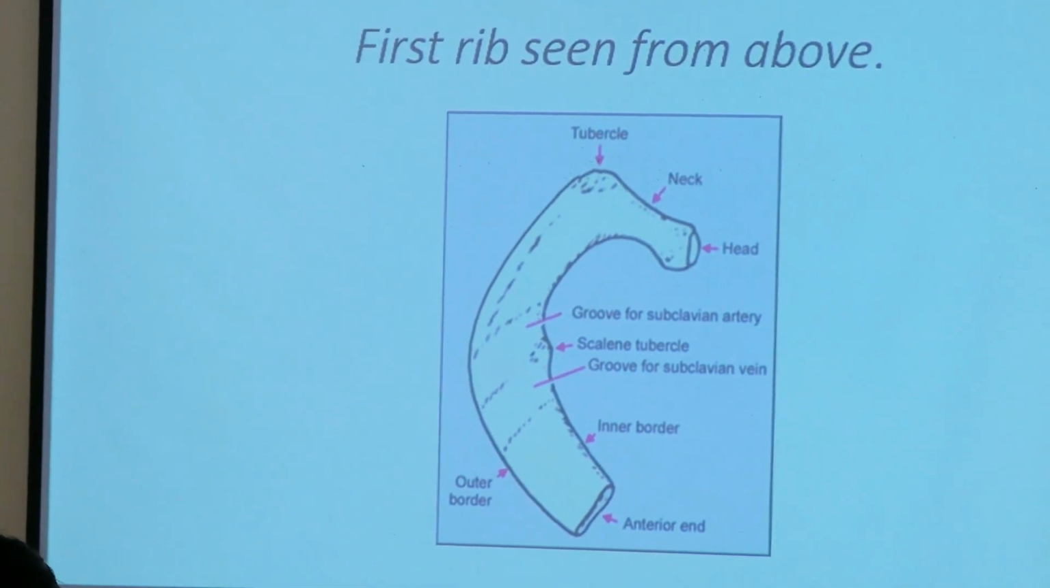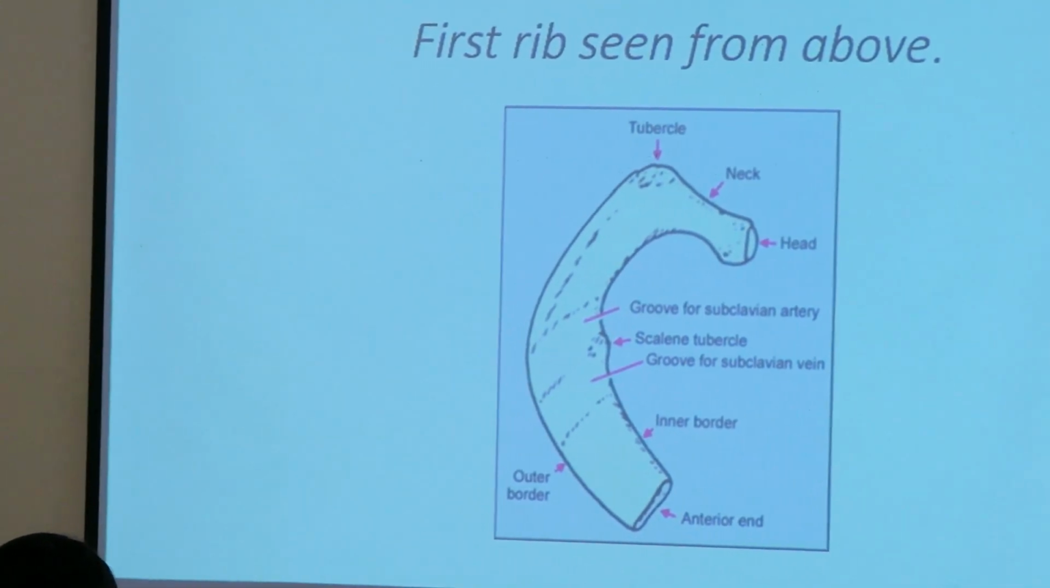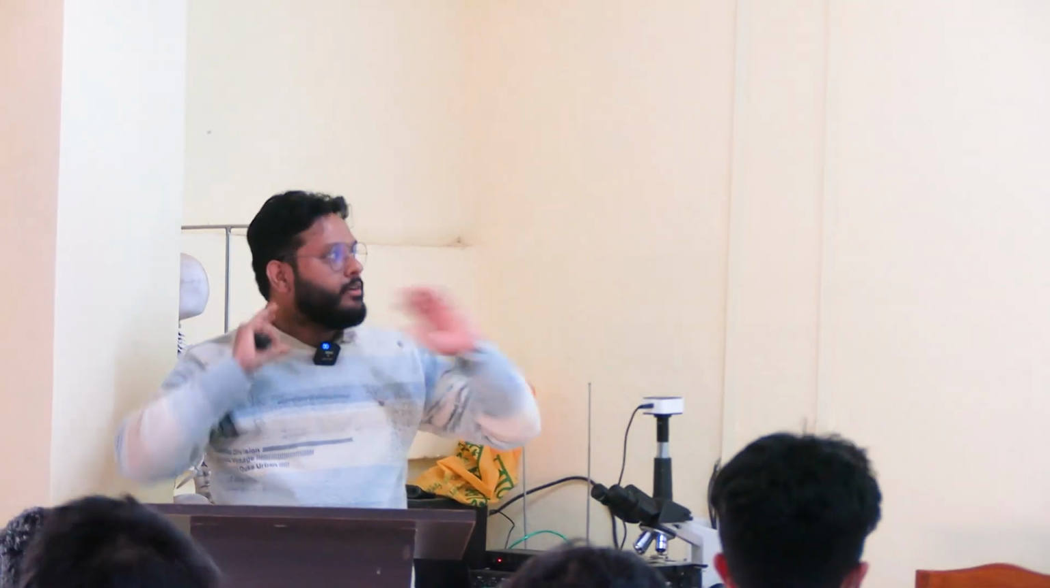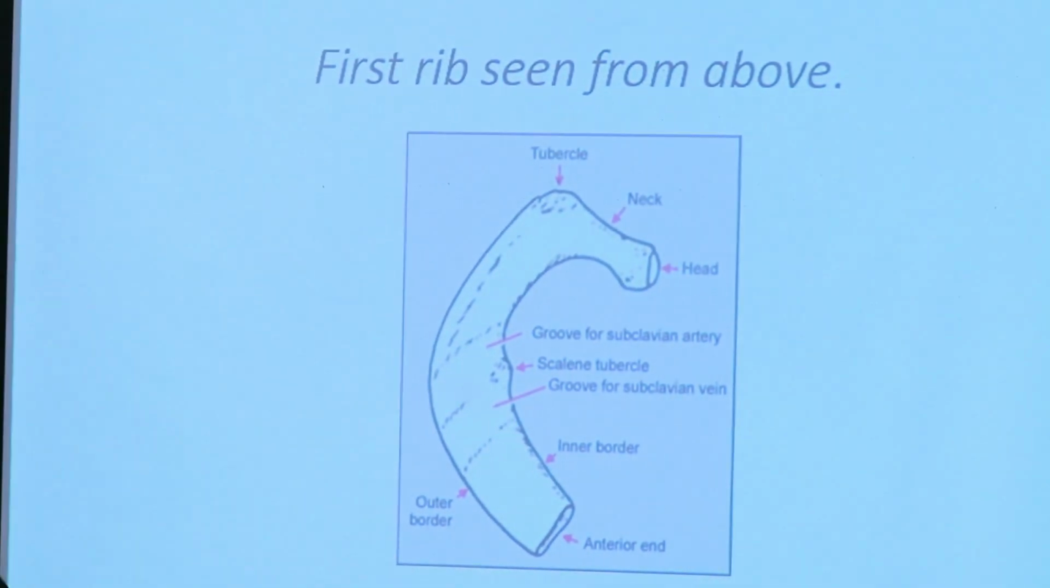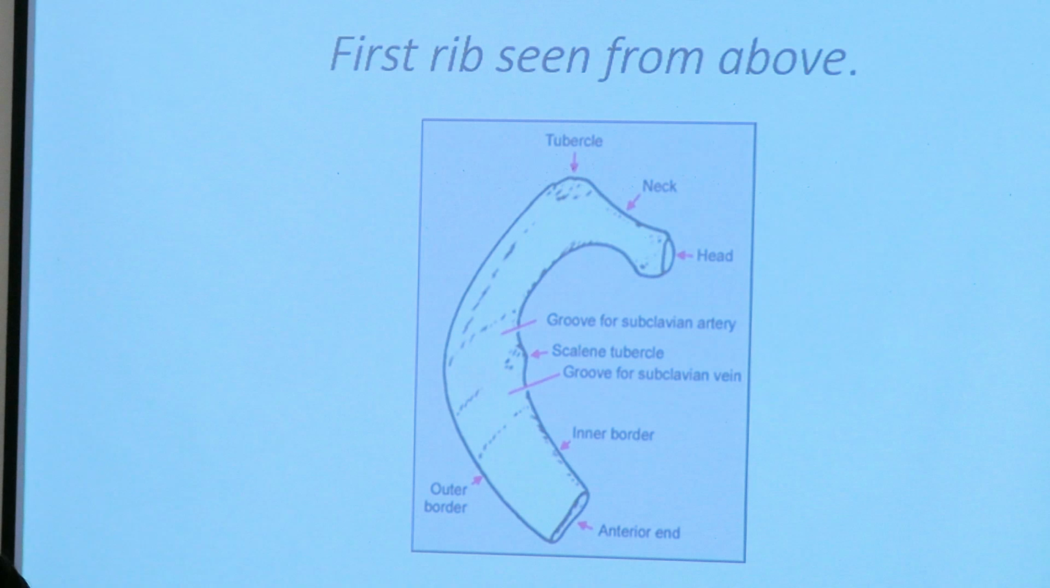Obviously the neck, how does it look? Our neck, this is a constriction, right? A narrow place. Obviously after the head, that is the neck region. After that this is the tubercle, and this is the shaft area, right? Shaft. This one is the shaft.